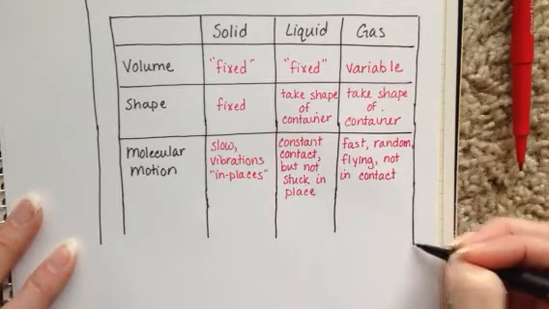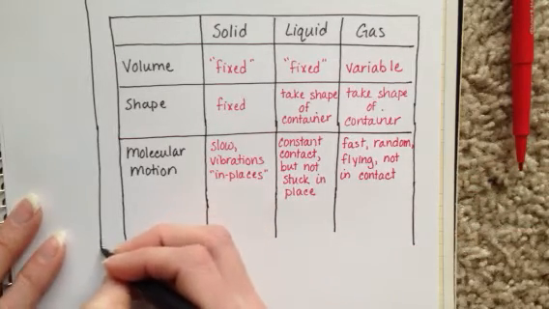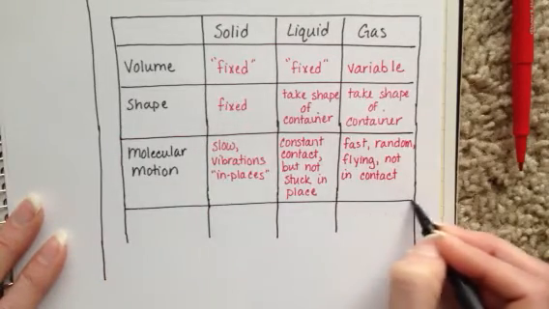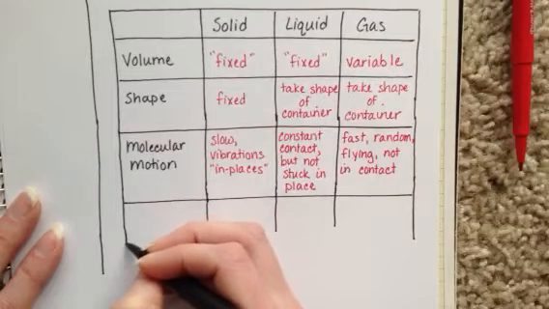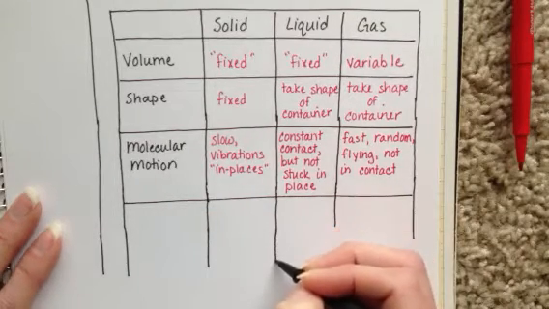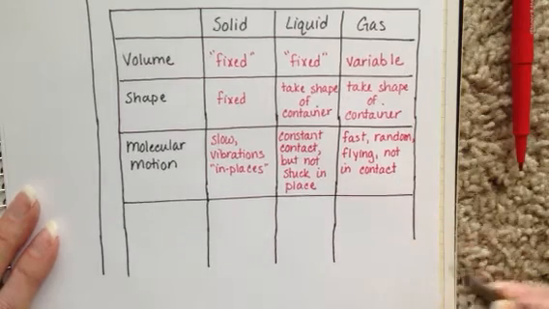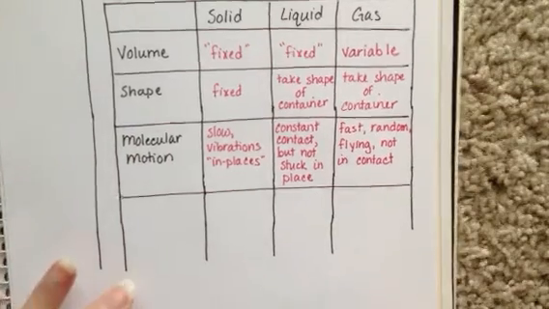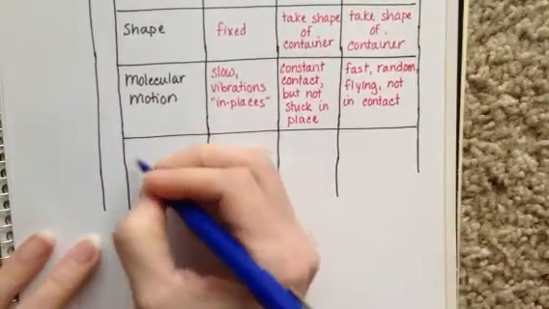So they have fast flying motion, and I always like to describe the motion of a gas as if you had a handful of super balls and you just threw them as hard as you could against the wall, and the super balls would bounce all over the place. That's how I imagine a gas.